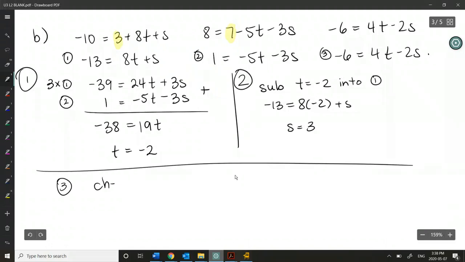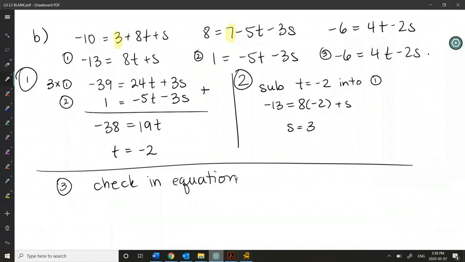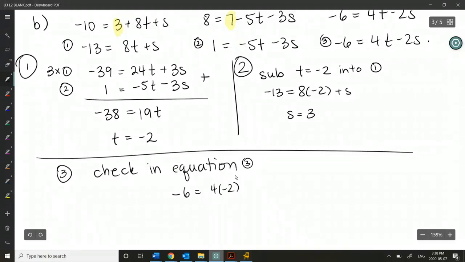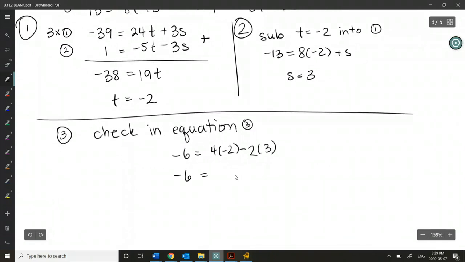Third step here is we're going to check these values for t and s in equation 3. And if we get a true statement, this means the point lies on the plane. If we get an untrue statement, then our point does not lie in the plane. So using equation number 3 here, I'm going to sub in t as -2 and s as 3. And I just want to see if the right side, when I simplify it, is equal to -6. So I think here we're getting -8 minus 6, and that gives us -14. So these are not equal. And because those are not equal, it tells us that the point does not lie in the plane.